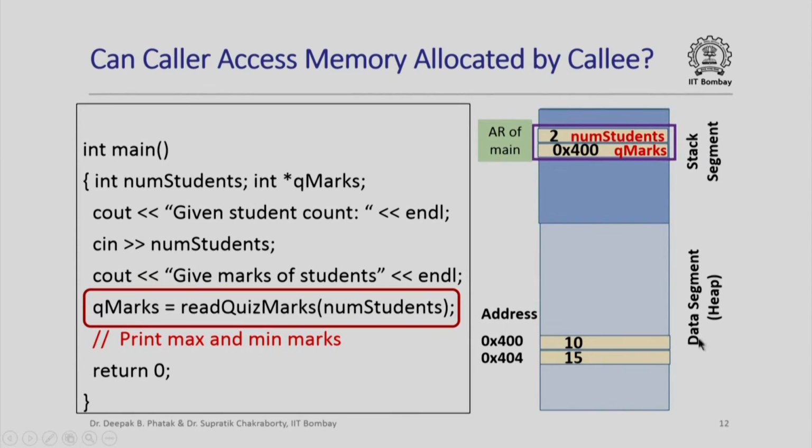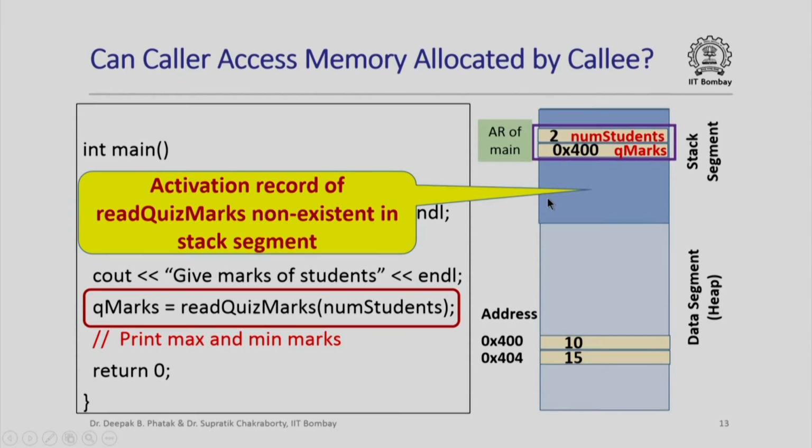Note that the two array elements allocated in the data segment have stayed back, but now I can no longer call them marks 0, marks 1, because I have returned from the read quiz marks function, in which marks 0 and marks 1 were the elements of the local array. Now I have come out of this function, so I cannot call them using marks 0 and marks 1.